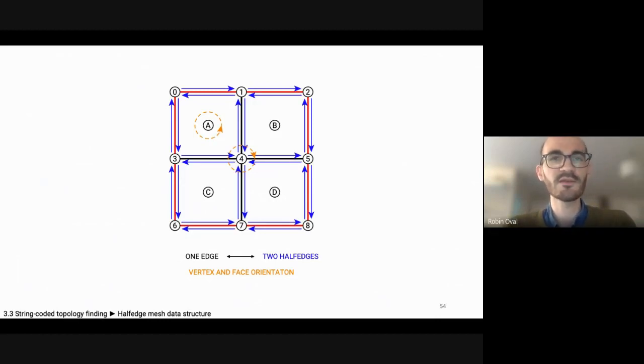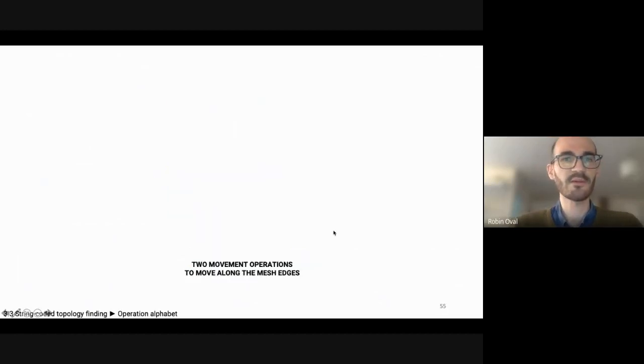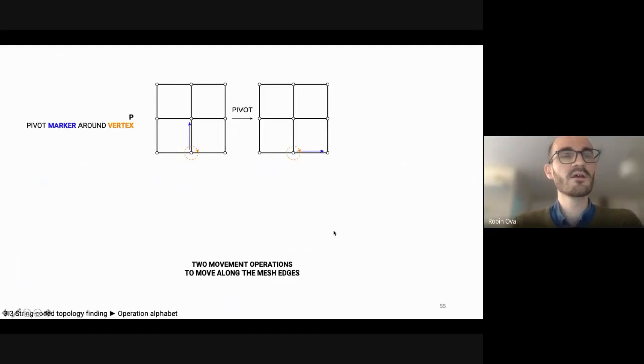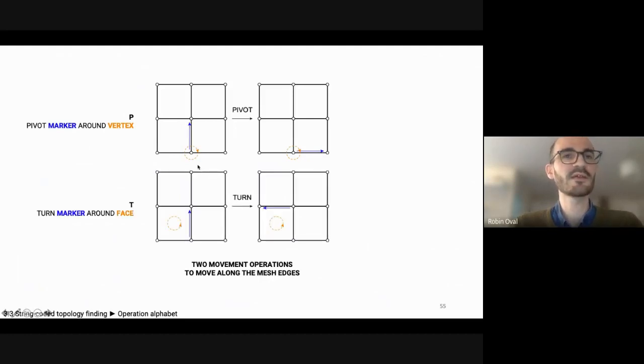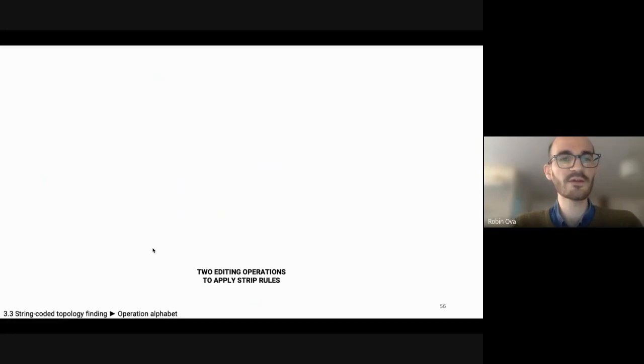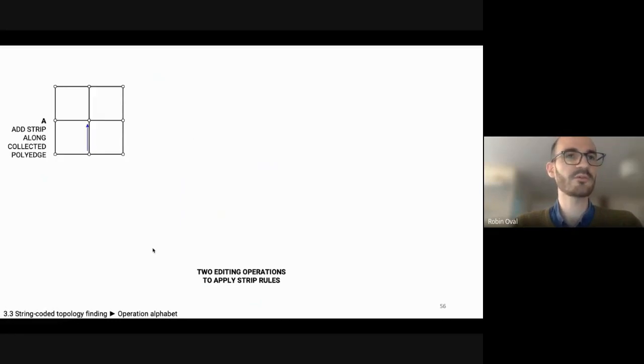So what I'm actually doing is using the quad mesh structure to move from one edge to another in order to select the different elements and to apply the rules of the grammar that I presented. So I basically have 4 operations, 2 for movement, one that will have a marker move, so pivot around vertices, and one that will have it turn around faces. That way I can visit all of the edges in a mesh. And 2 more rules to actually apply the grammar rules that I presented before.